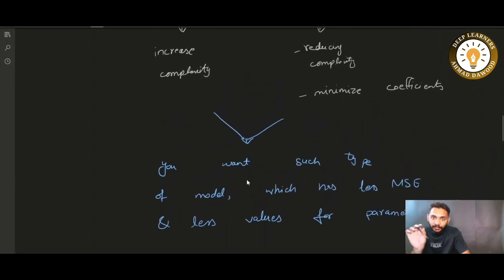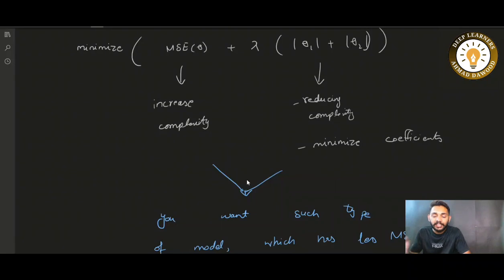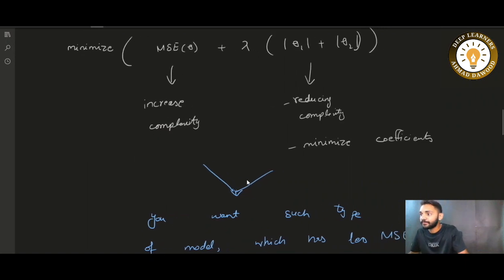By adding this penalty in your cost function, you are saying that you want a model which has less error and smaller values of the coefficients in the model. In this way, you are artificially reducing the values of your parameters, and you are making your model less complex as compared to before.